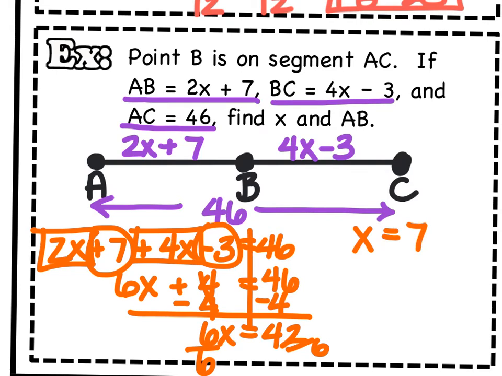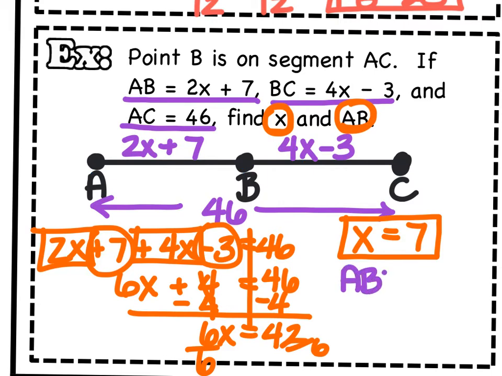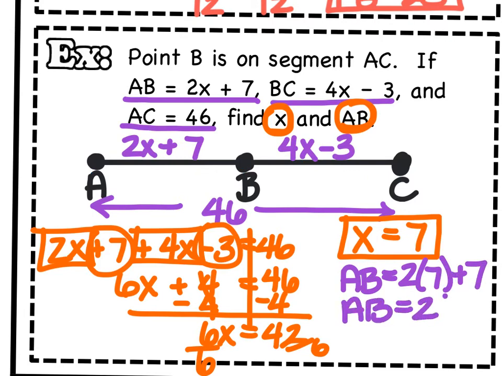Now, what I noticed when I go back and read my question, I was asked to find two things. The first thing I was asked is to find the value of x. So this is my first answer. And the second thing that I was asked to find is the length of AB. And AB is this piece right here. So I do not need to plug into this expression because I was not asked to find the length of BC, only AB. So I'm going to take my value of x and plug it into this expression only. So for AB, I have 2 times 7 plus 7. So AB is going to equal 21.